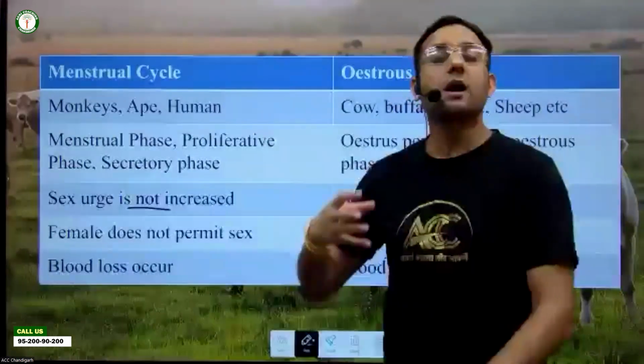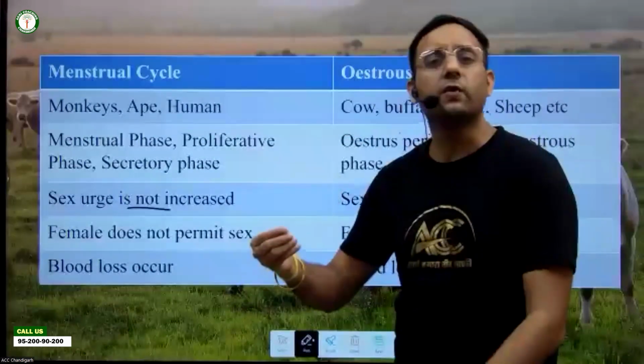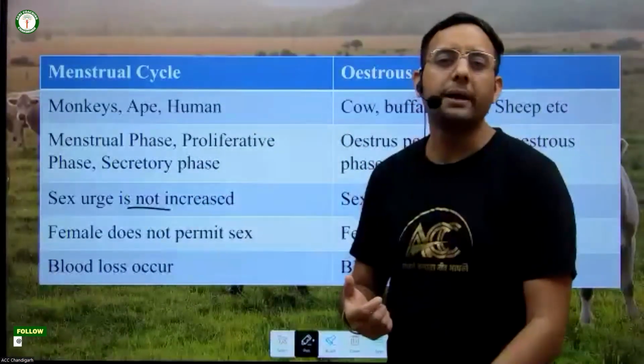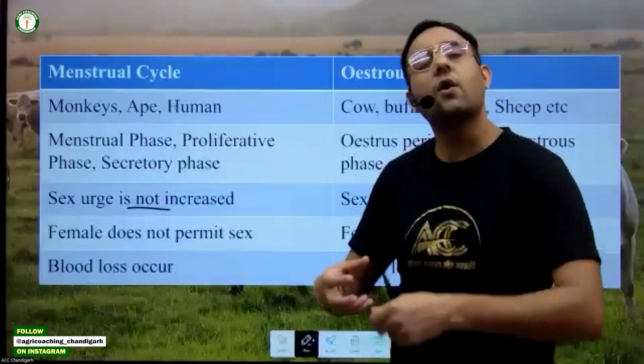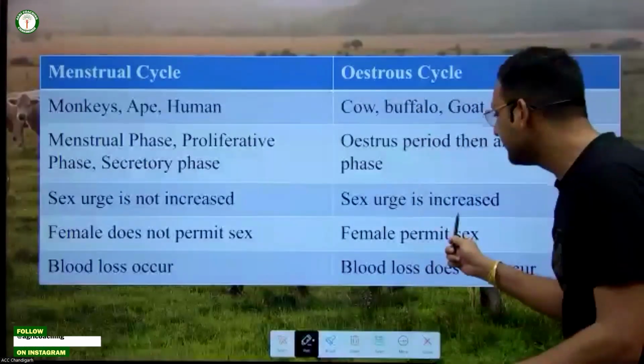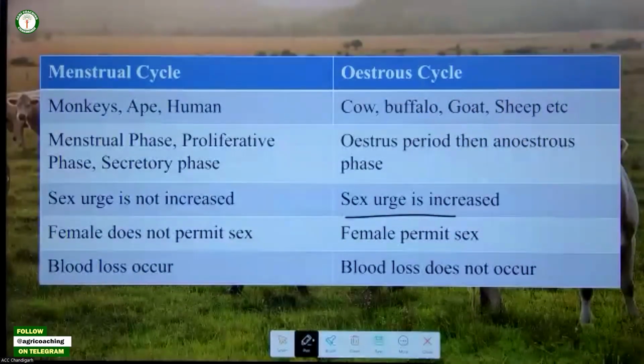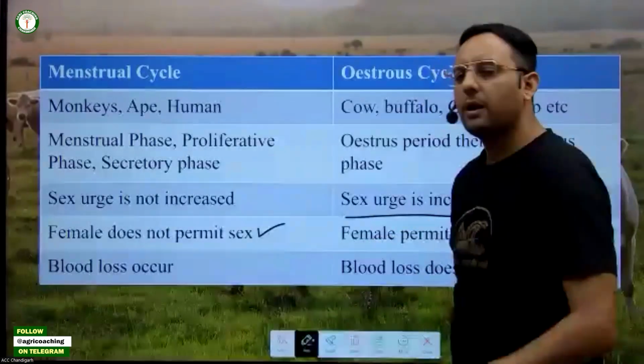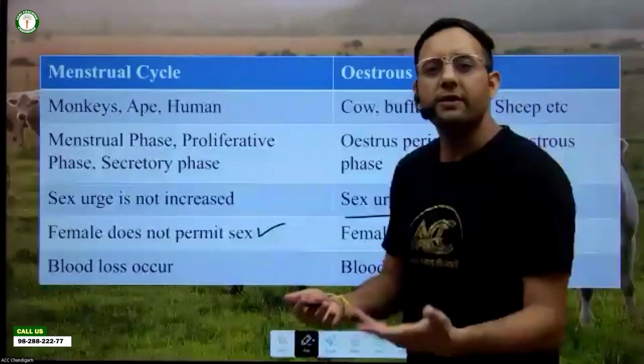This is why we'll see cow will bellow frequently, cow will urinate frequently, cow will get attracted to the male, cow will reduce the intake of feed, cow will reduce the production of milk. Why is the cow showing all these symptoms? Because the sex urge in the cow has been increased. Next one. Female will not permit sex at the time of periods. Female will not permit the sex.